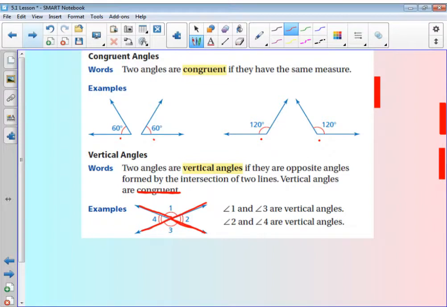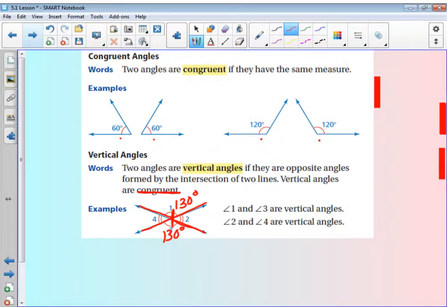So if I knew that angle 1 was, I'll just throw a number out there, 130 degrees, then that means that angle 3 is also 130 degrees. I don't have to do any calculating. I know because they're vertical from each other, they're straight across and they haven't been split by another ray, that they're exact measures of each other. They're copies of each other. Okay, so now I'm left with angles 2 and 4, which are also vertical angles.